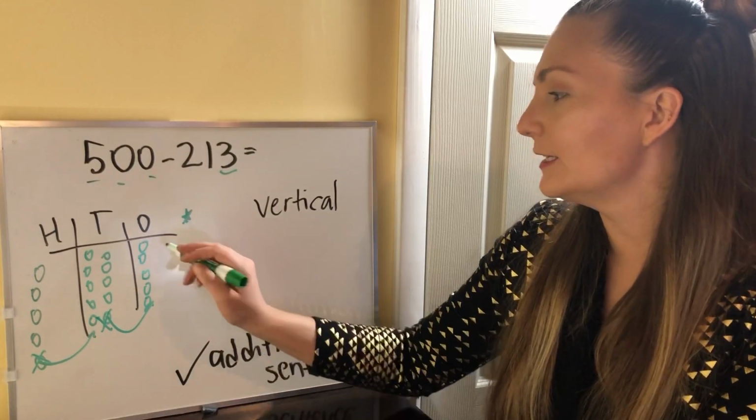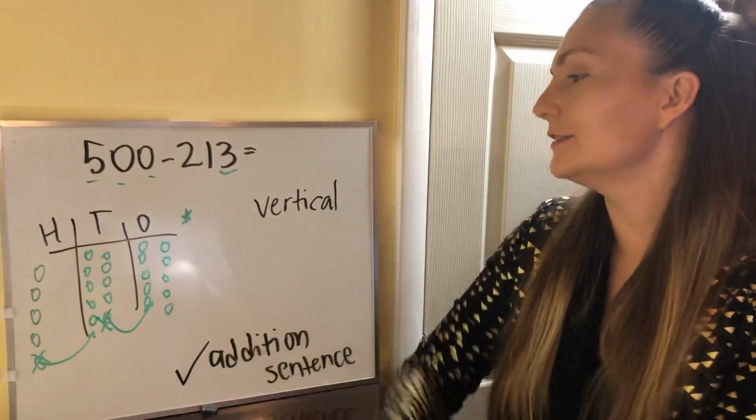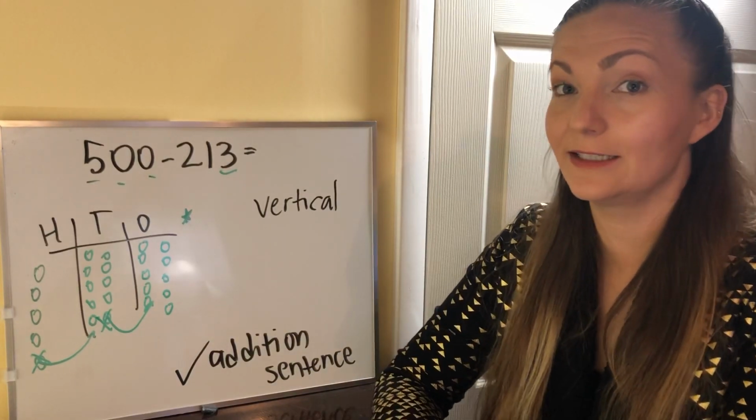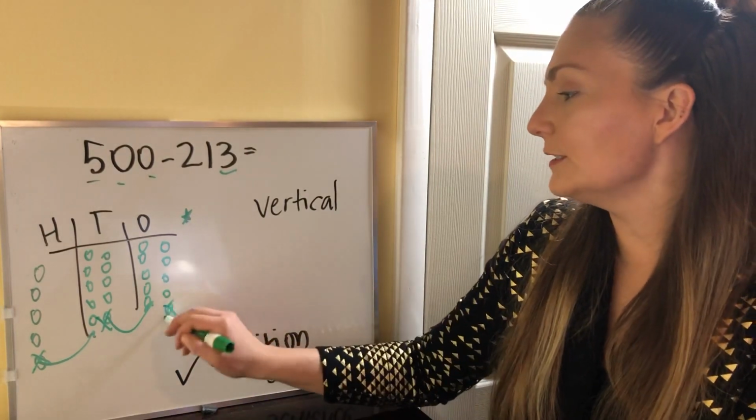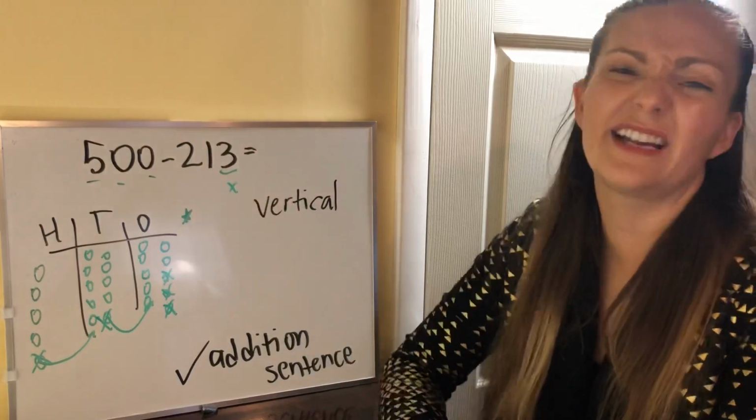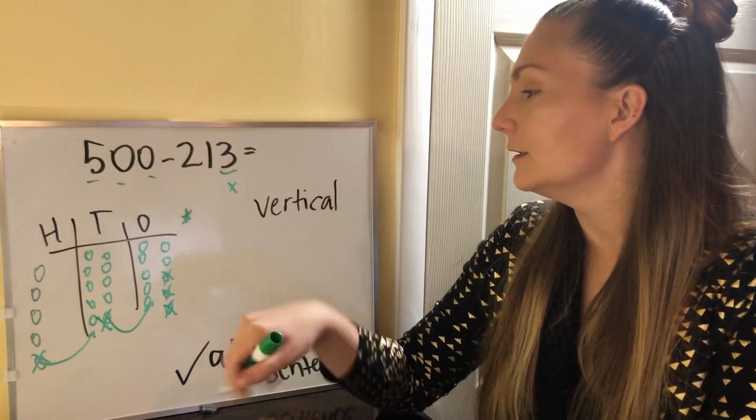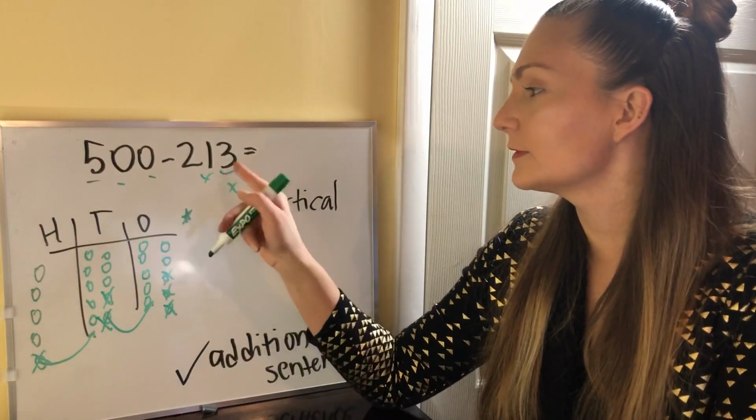1, 2, 3, 4, 5, 6, 7, 8, 9, 10. Okay, 10 ones. Now can we subtract? We can subtract 3 ones, like it says. I'm going to X just so I remember that I did it. 110, 2 hundreds.